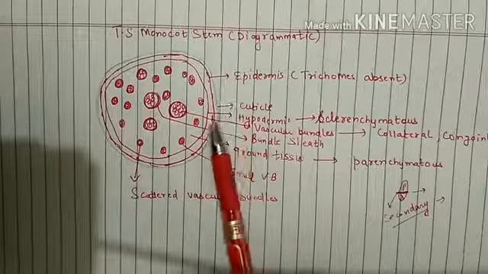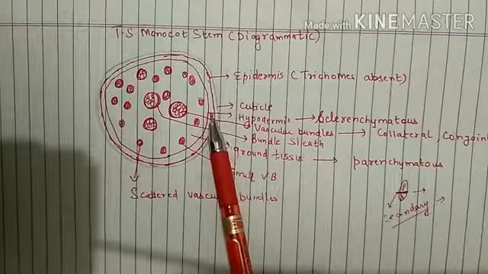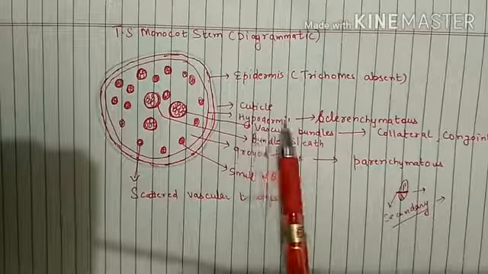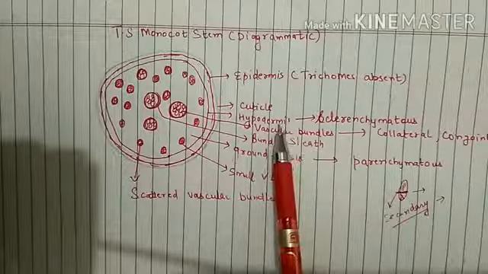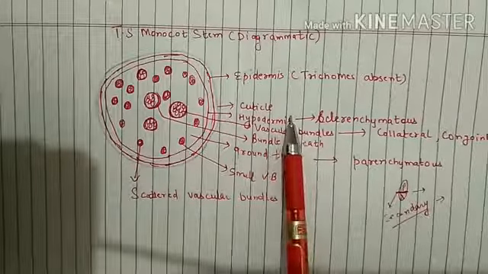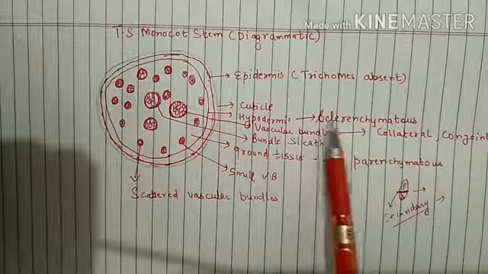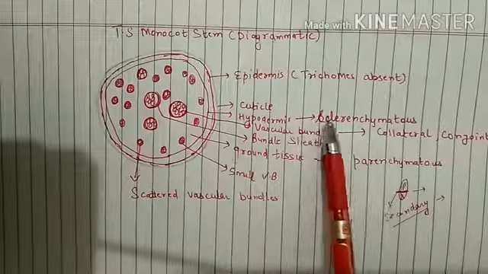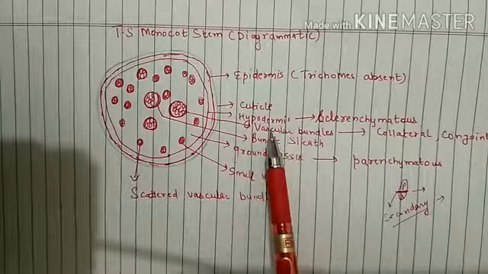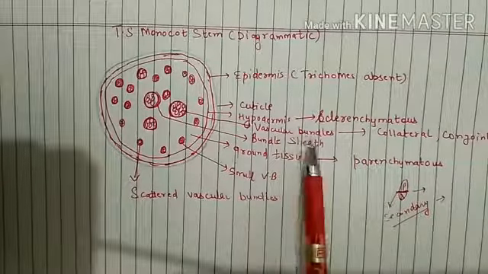And next to epidermis is a layer that is known as hypodermis. Hypodermis consists of cells which are mainly collenchymatous, but here the hypodermis consists of sclerenchymatous dead cells. Then after that, you need to remember the arrangement of the vascular bundles.